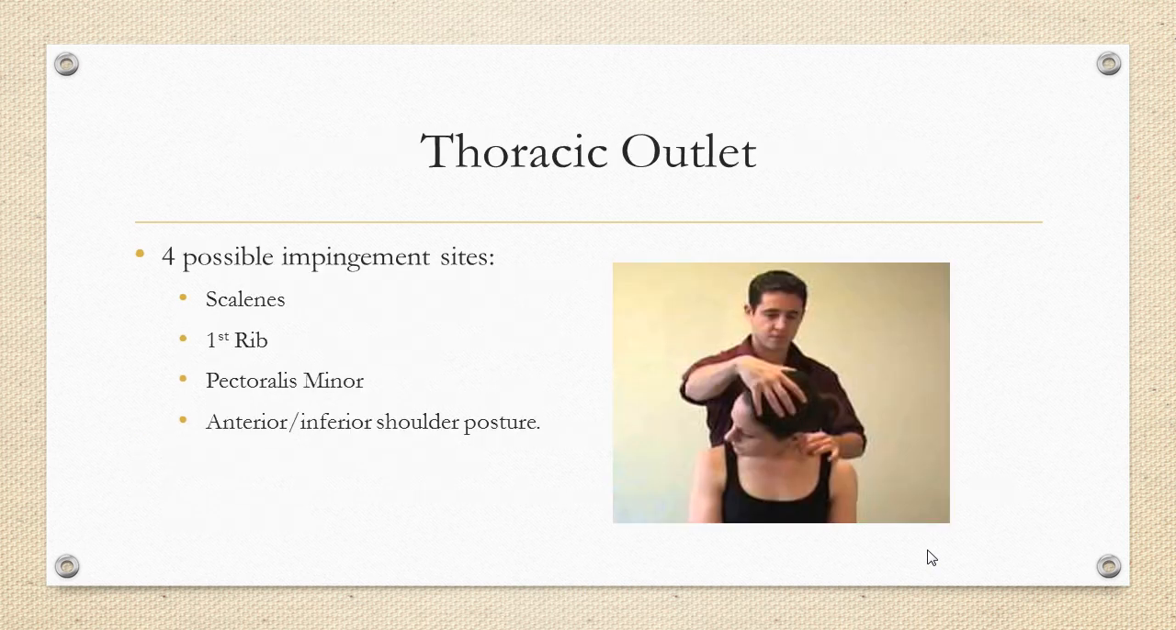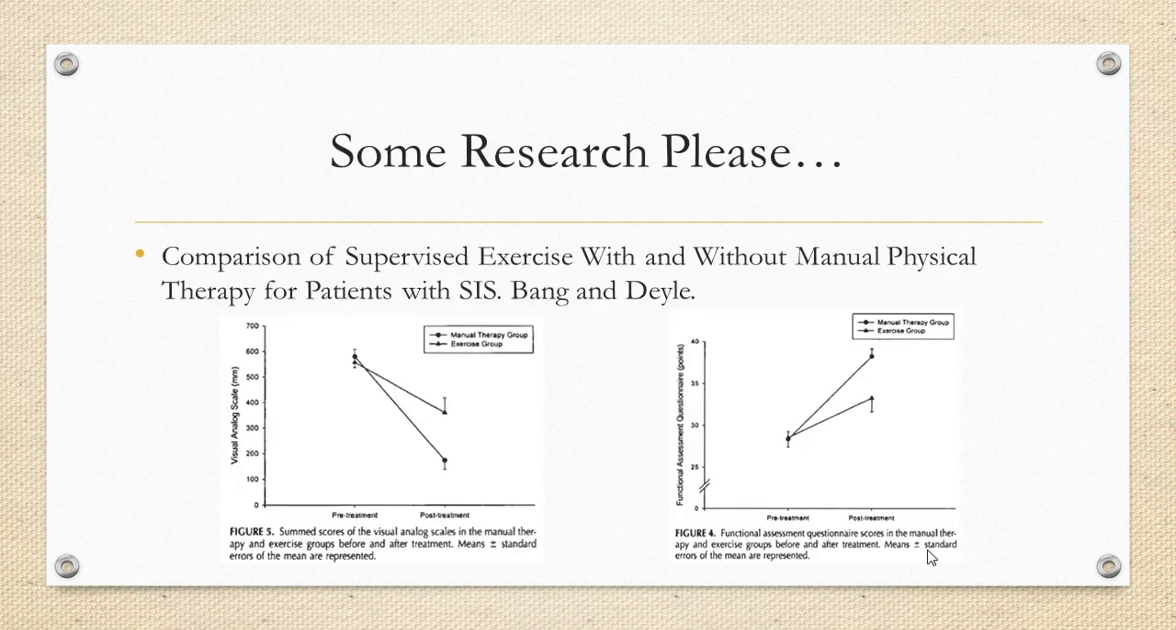A quick look at thoracic outlet. There are 4 major sites. We've talked about scalene hypertonicity, which can create an elevation of the first rib. Pectoralis minor hypertonicity causing compression, and of course poor posture, kind of the anterior inferior shoulder posture. And typically our impingement is more neural versus arterial or vascular.